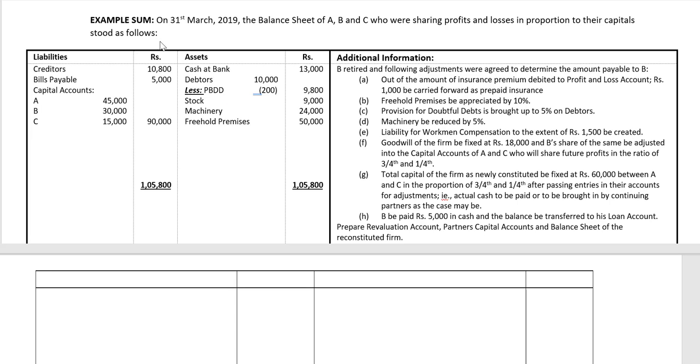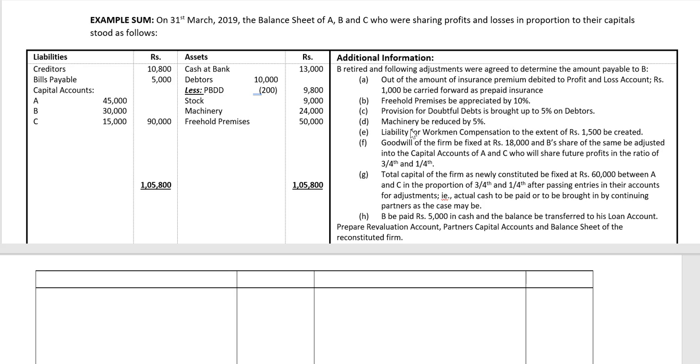Example sum. On 31st March 2019, the balance sheet of A, B and C, who were sharing profits and losses in proportion to their capitals, stood as follows. To the left of the screen, the balance sheet is given, and to the right, B retired, and the following adjustments were agreed to determine the amount payable to B. A. Out of the amount of insurance premium debited to profit and loss account, ₹1,000 be carried forward as prepaid insurance. Point B. Freehold premises be appreciated by 10%.